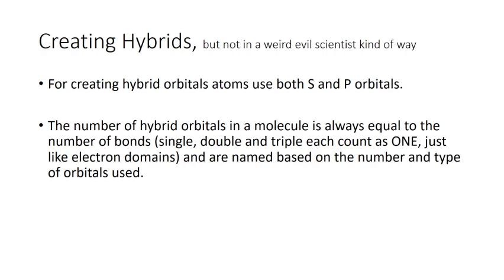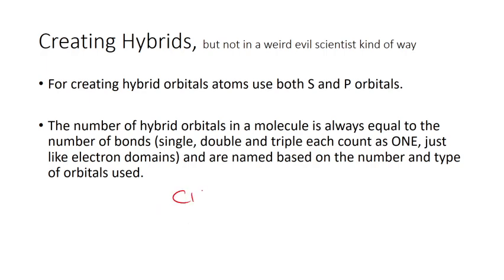So, creating hybrids, how we create these hybrid orbitals. For creating orbitals, atoms use both their s and p orbitals to create hybrids. So the number of hybrid orbitals in a molecule is always equal to the number of bonds, single, double, or triple, and are named based on the number and type of orbital used. So how does this work?